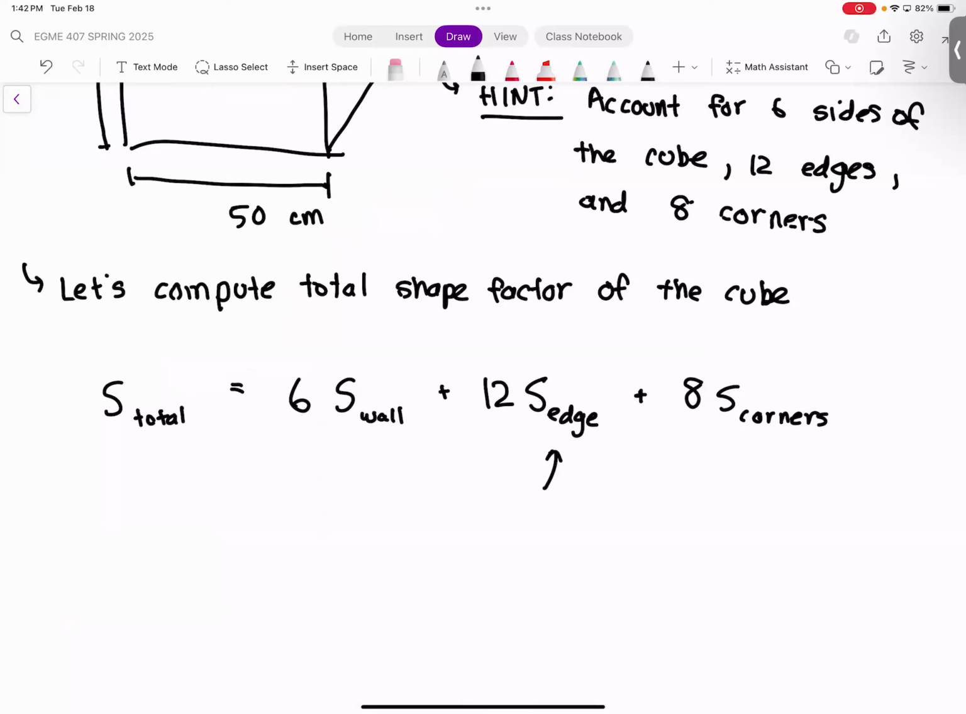Okay. So making that assumption for the edges, we know this is equal to 0.54 times the length of the edge. So this is multiplied by 0.5 meters. Okay. So we know each edge is 50 centimeters. For each of the corners, this is going to be equal to 0.15 times the length of the edge, so 0.15 times the length, so this is 0.5 meters.